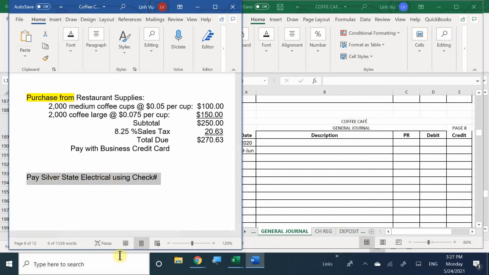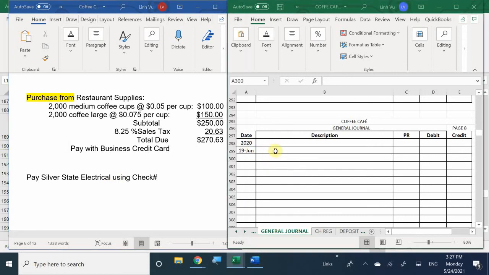The electric company wants to get paid. Yes, you owe the Silver State Electrical Company. So it's going to be one of them: accounts payable and checking. Yes, because we know Silver State Electrical already billed us.